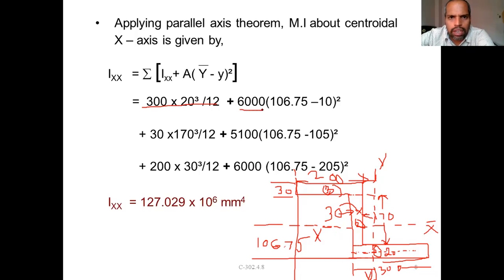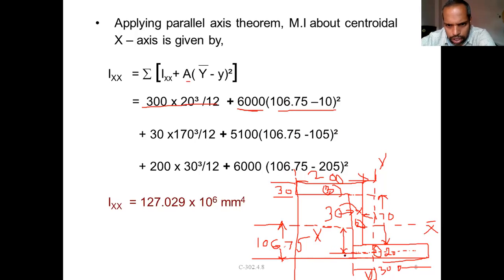Next, coming to this one, this is nothing but A h square. What is the area of figure one? 300 into 20, 6,000. And h, now let's see. From where to where? From its centroidal axis to the centroidal axis of the entire figure. This is the distance. How to calculate this? Very simple. From here to here we already know it is 106.75.